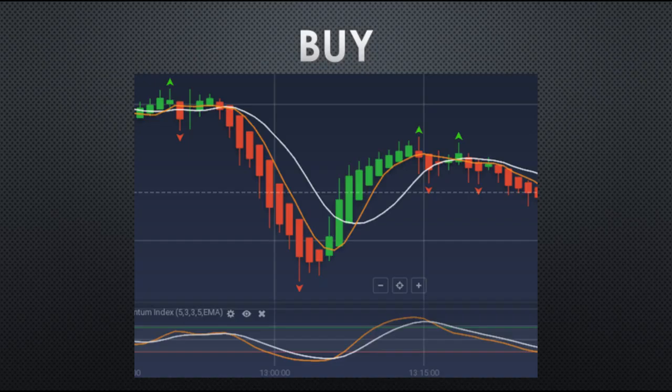Buy. To buy, the orange moving average must cross the white moving average from bottom to top. In addition, the lines of the stochastic momentum index must cross. If before these conditions occur, a red fractal appeared below, we have more chances of winning the operation.